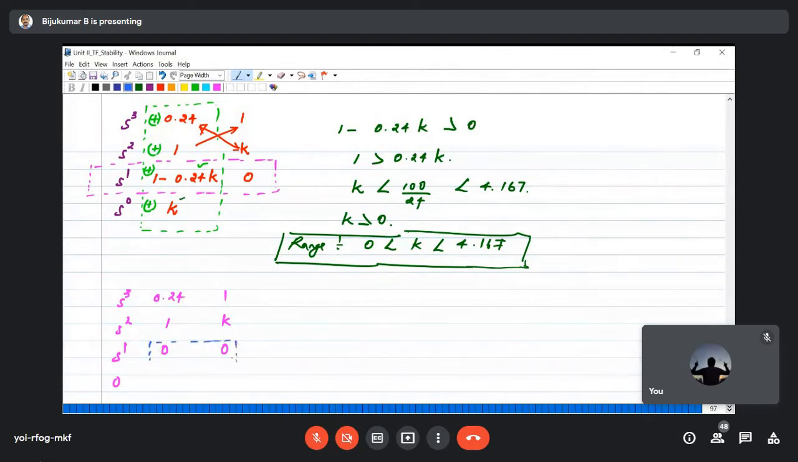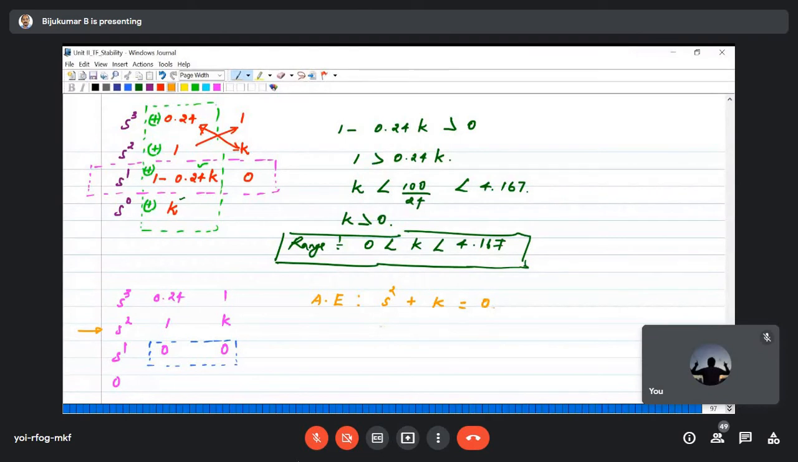In the last class we have seen, if all the elements in a row become 0, what is the procedure to complete the computation process? We have to form an auxiliary polynomial just above the zero element row. So how can we form the auxiliary equation? It is s square plus K equal to 0, right?